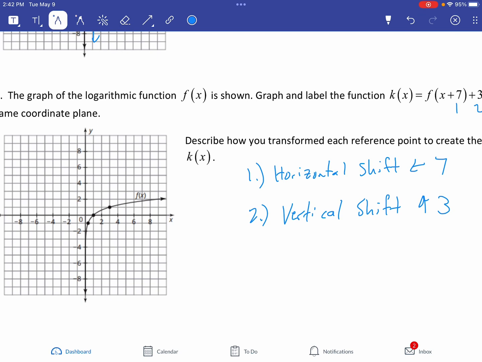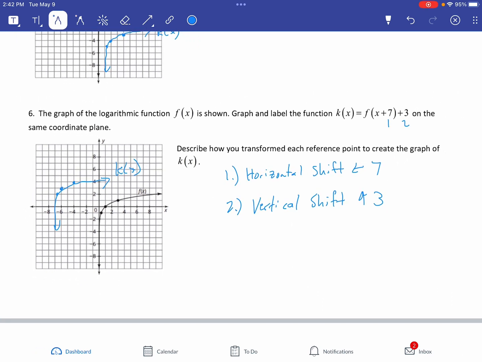2, 3, 4, 5, 6, 7. 1, 2, 3. Here and here. Okay, here's my graph. Again, I don't go past -7 on my y-axis value. So make sure your graph is somewhat accurate. And again, this is k of x because it asked us to label it. So don't forget to label.